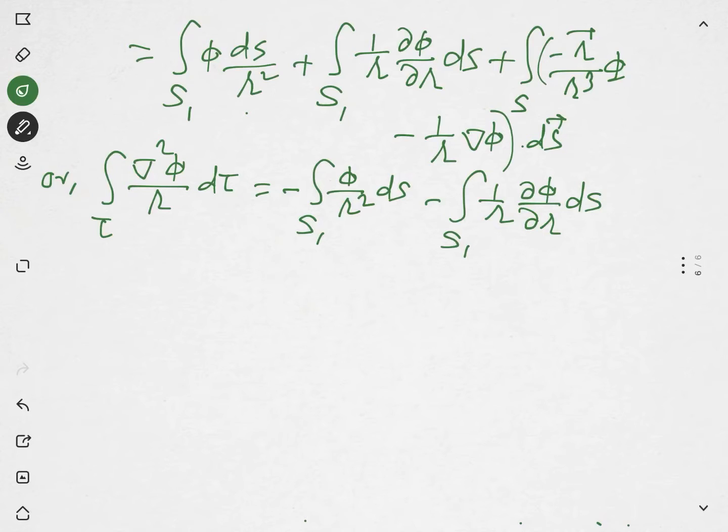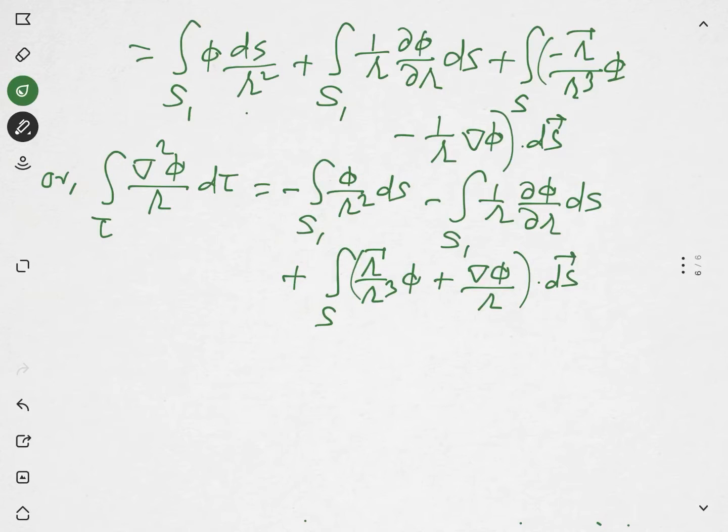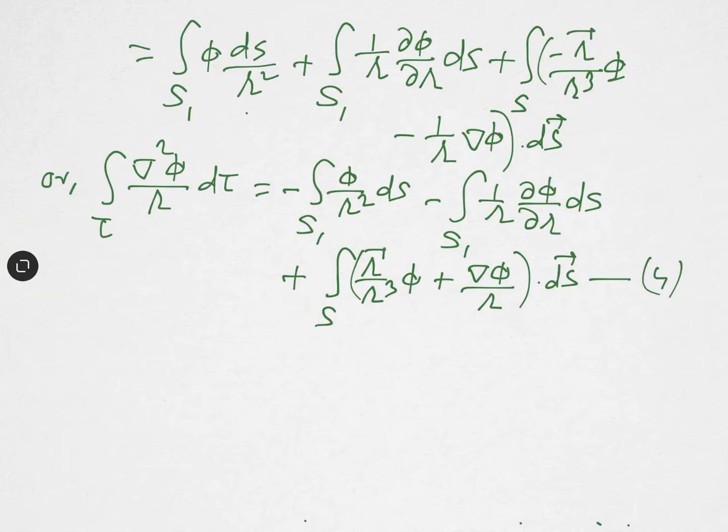And here both terms are negative, and so after putting the negative sign this will become positive, and this will be integral over S of r over r cube phi plus del phi over r dot ds, and say it is equation number 4.